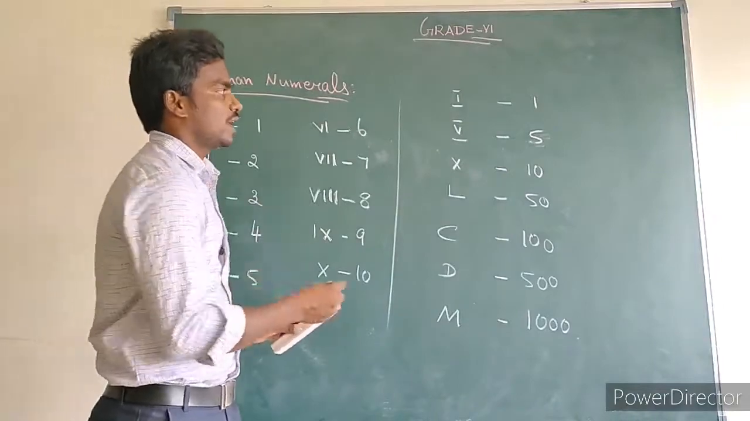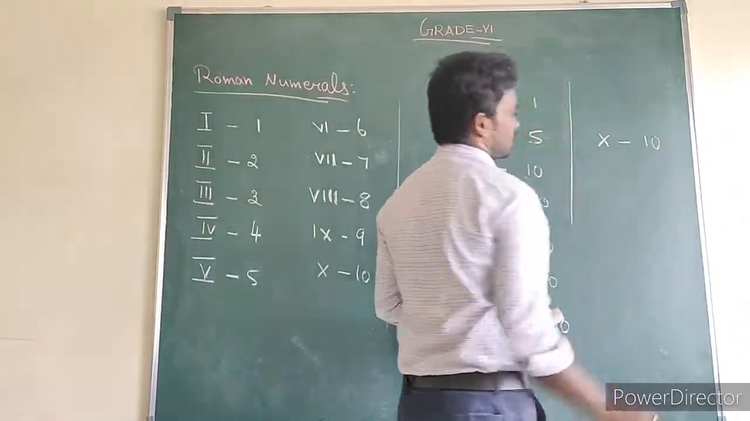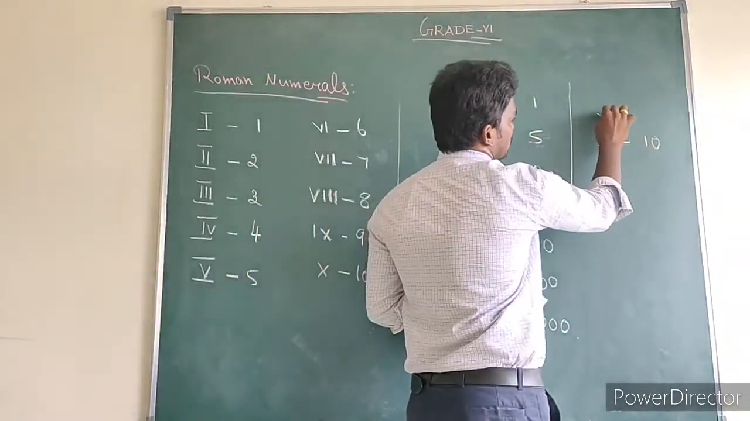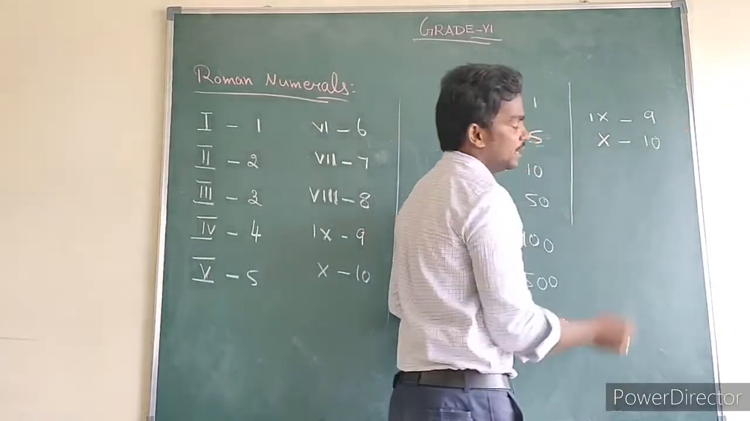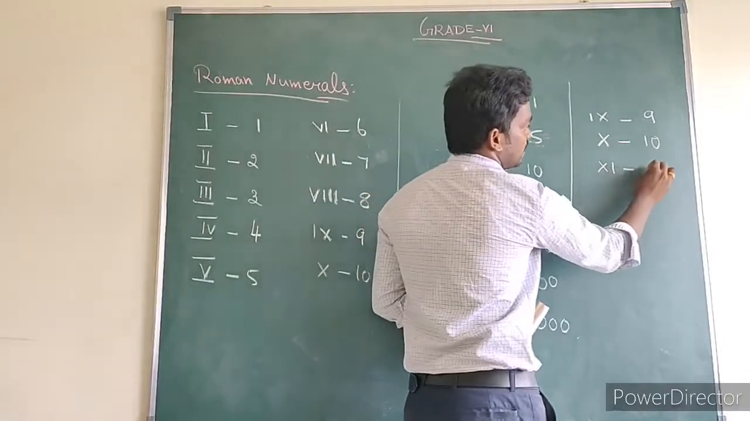So what is the concept for these Roman numerals? Listen. X is equal to 10. So how to write 9? Before X you write I, which means 9, right? Next, after the value of X you write I, which means 11.